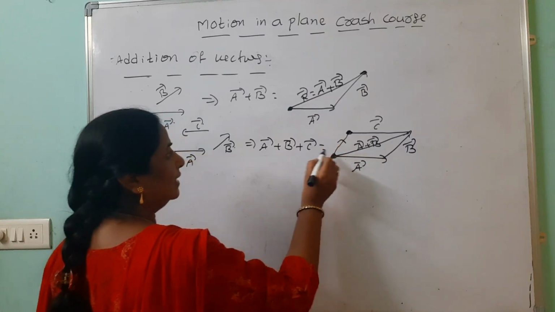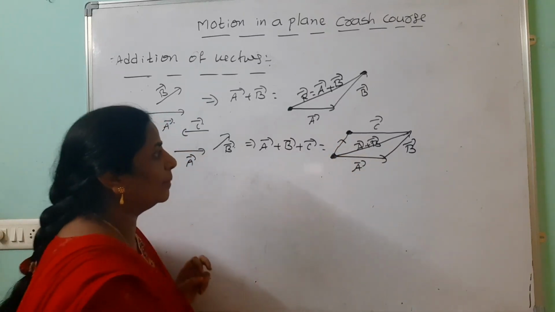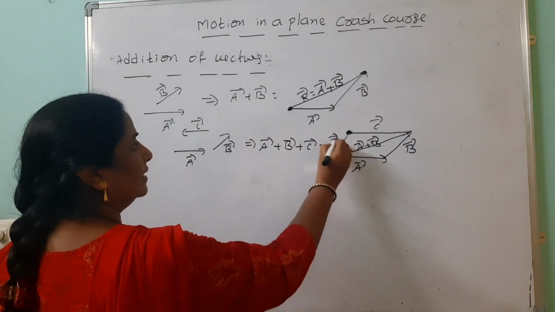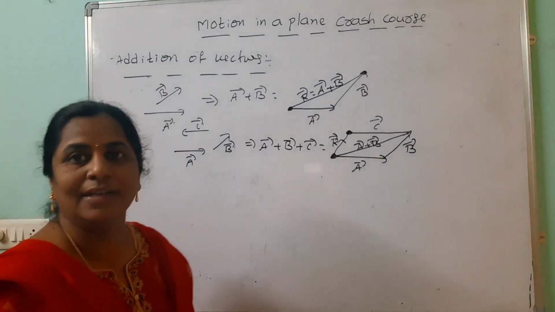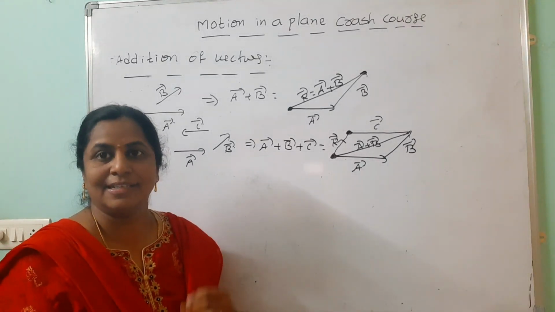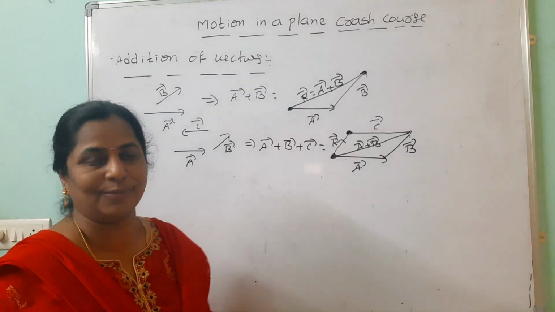Now this is representing the resultant of A bar plus B bar plus C bar. So this is represented with R bar also. Like that you should add the vectors. Then I also want to tell you how to do the subtraction.